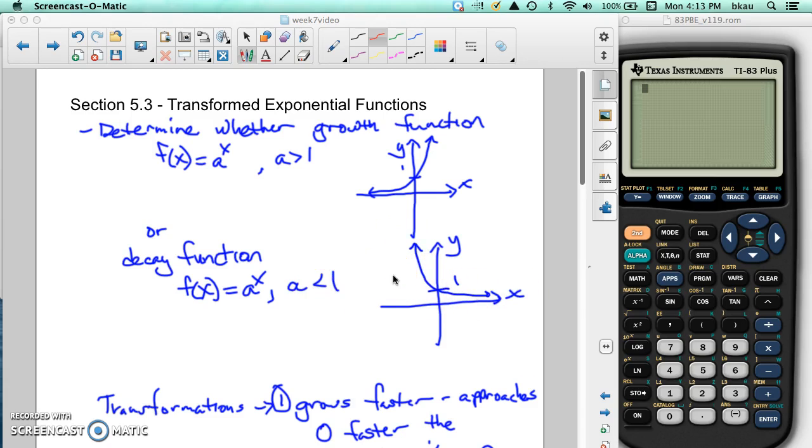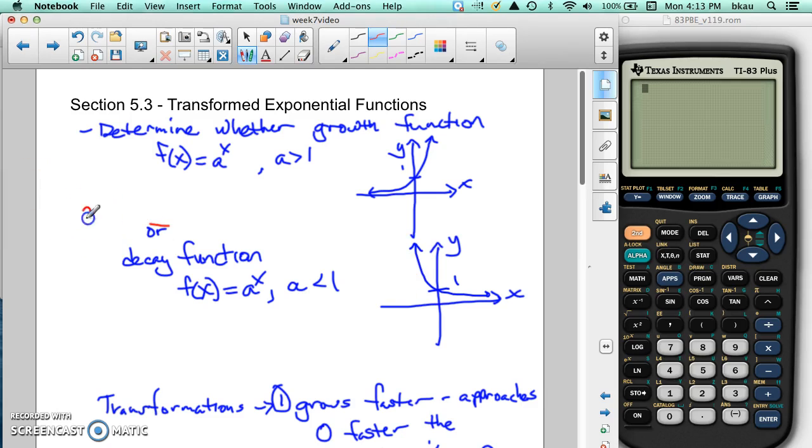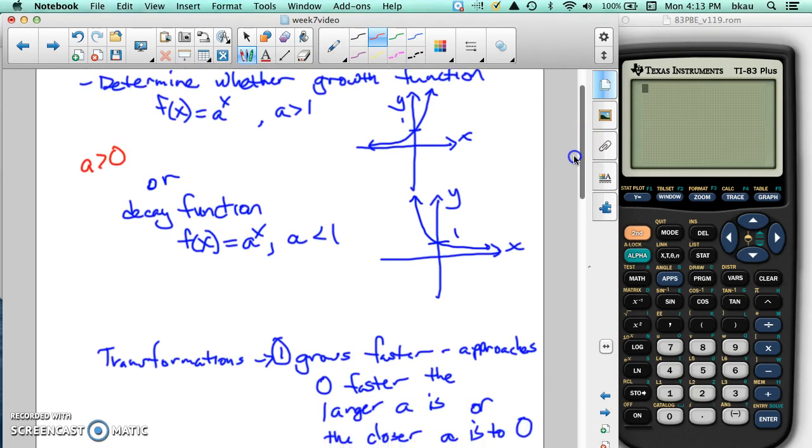Now in both of these cases, a has to be greater than 0 in order for it to work. There's no such thing as a negative a to a power. We can have a negative there, but it's going to modify it, and that's what we're going to talk about now. So here are my transformations listed.